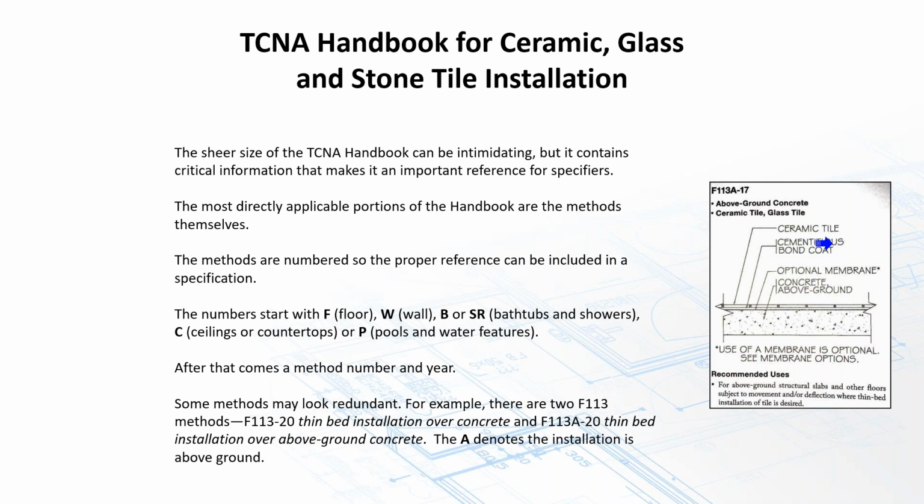After that comes a method number and the year. So obviously when we get this handbook out in the spring of 2021, it'll say, for instance, F113A-21, like you see on the drawing on the right. The A is something I didn't talk about, and that only comes up on occasion. And in this case, it denotes installation that would be above ground as opposed to at grade. So that one is called out.